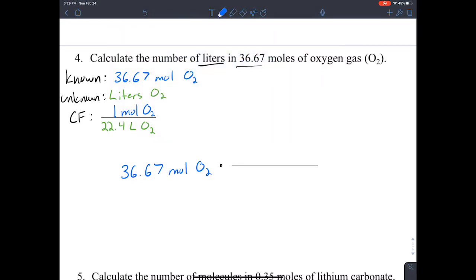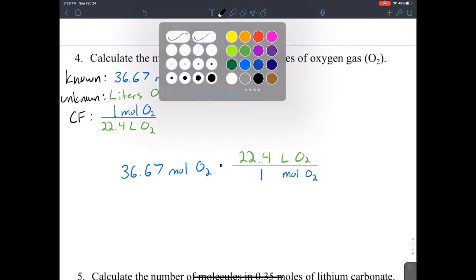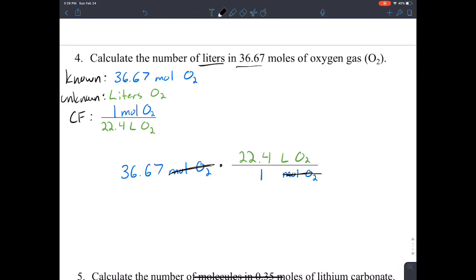We need to multiply that by our properly set up conversion factor. So I know that I have moles of oxygen here. I want to cancel moles of oxygen, so I'm going to put it down here, and I look at my conversion factor. I have 1 mole of oxygen for every 22.4 liters of oxygen. So that's going to cancel out my moles of oxygen.